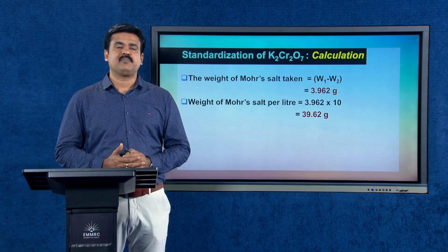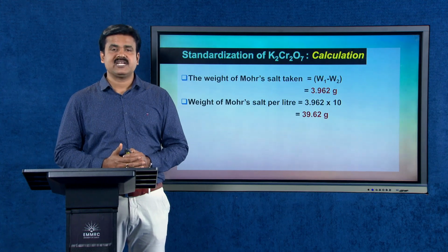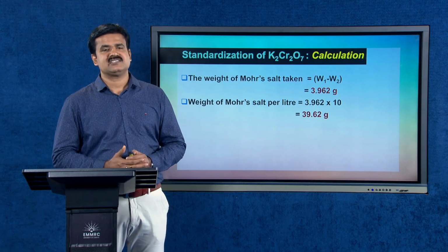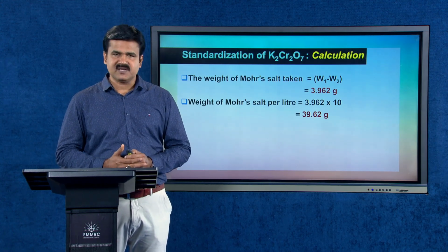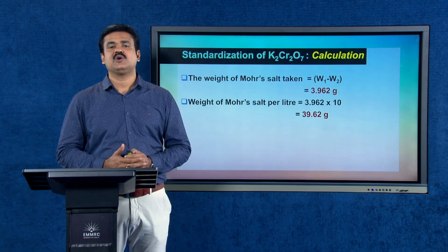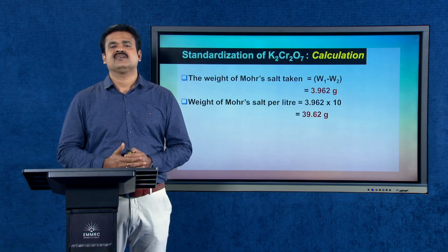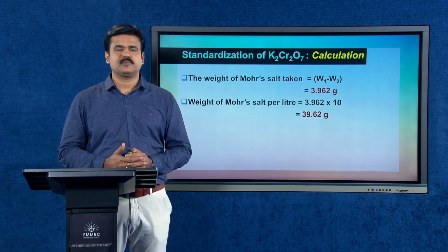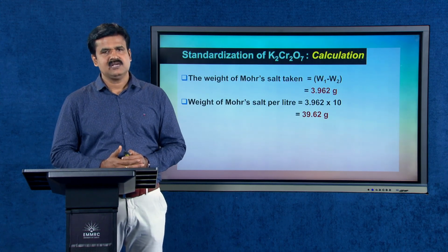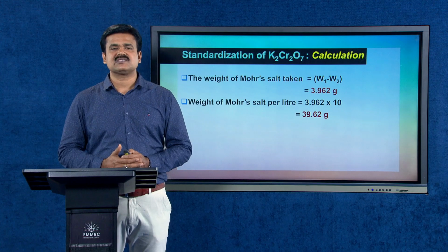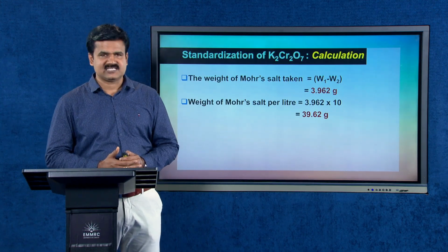Weight of Mohr's salt per liter of the solution will be obtained by multiplying 3.962 with ten. This is because you transferred this weight into 100 ml and made up to 100 ml in a standard flask. That's why the weight per liter is obtained by multiplying with ten. So, the weight per liter of the Mohr's salt is equal to 39.62.